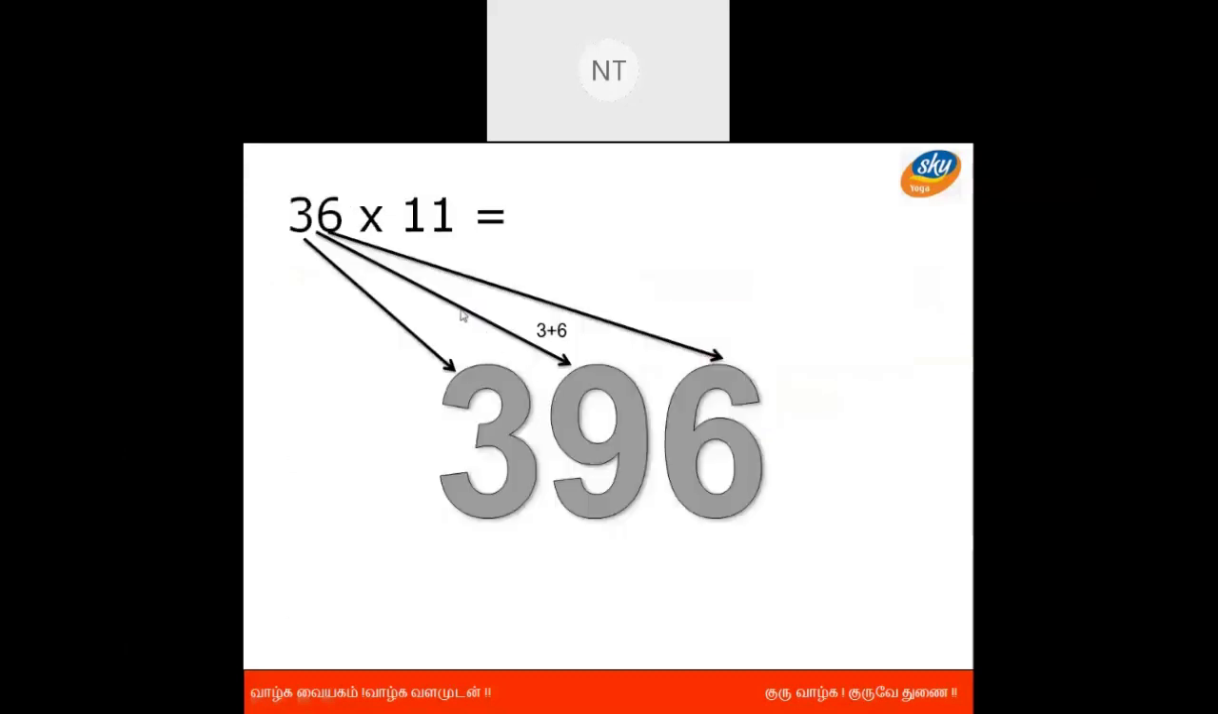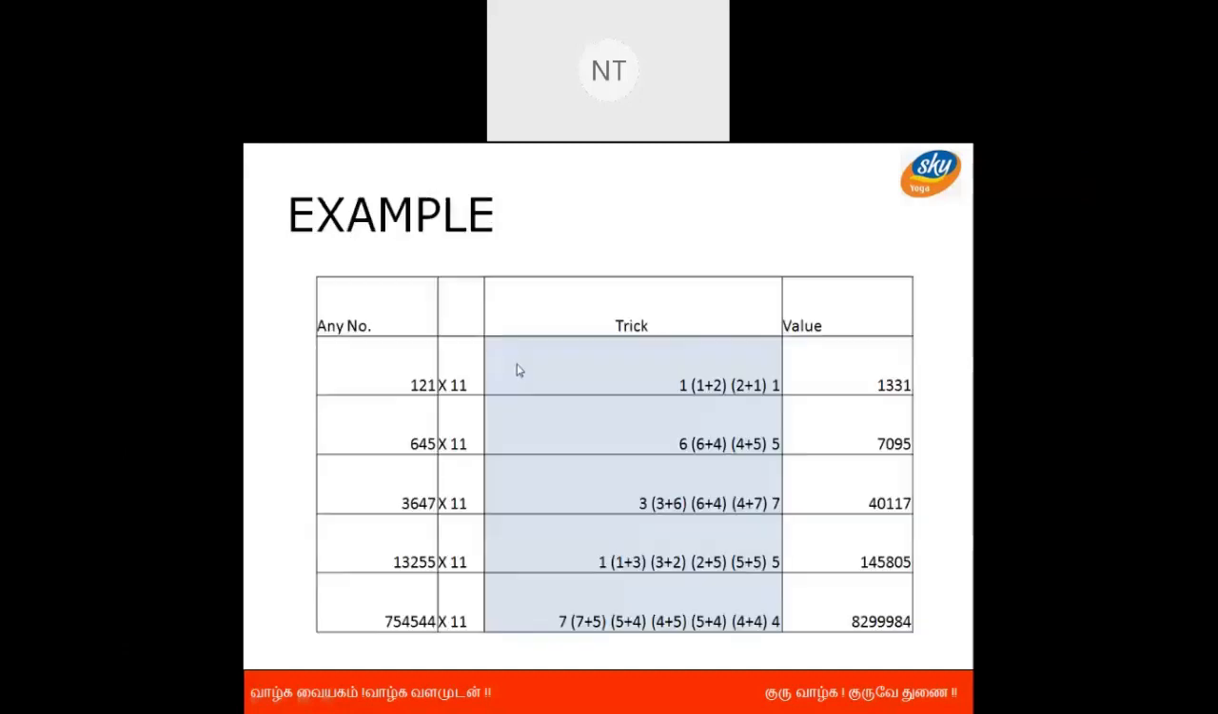It's another trick: 36 into 11. When you want to multiply any number by 11, the way is you take the last digit and keep it as it is, 6. Then add together this number and the previous number, which means 6 plus 3 becomes 9. Then take the 3 and put it in the first place. That means 396.